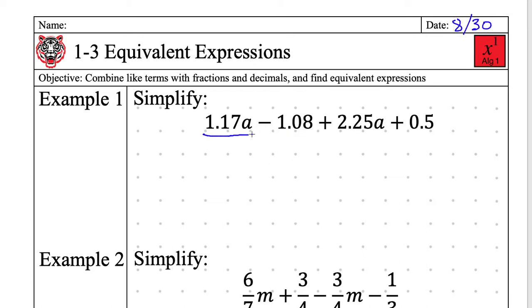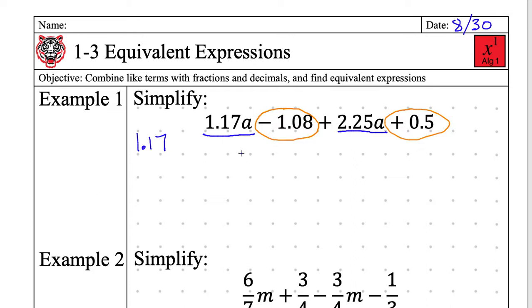You should see that we have a and constant terms. So anything with an a in it, that means that's like terms, and then anything with a constant term like 1.08 or 0.5, those are our constant terms. Let's go ahead and add our variable values. So we do have decimals here. Whenever we add or subtract decimals, we do have to line up the decimal.